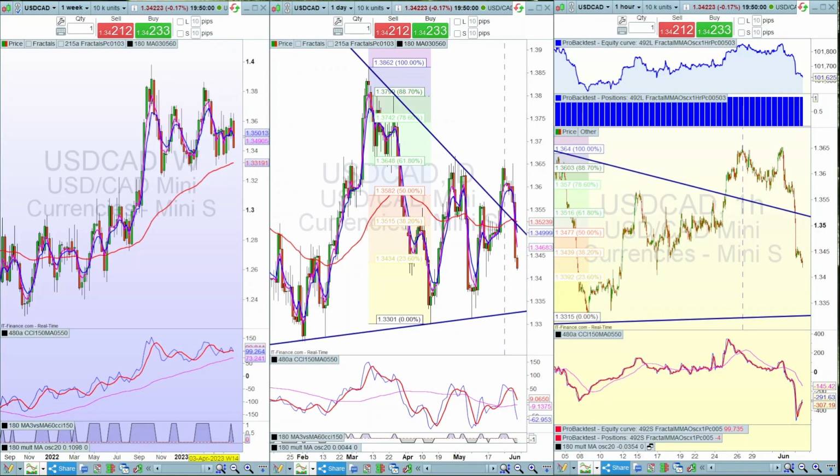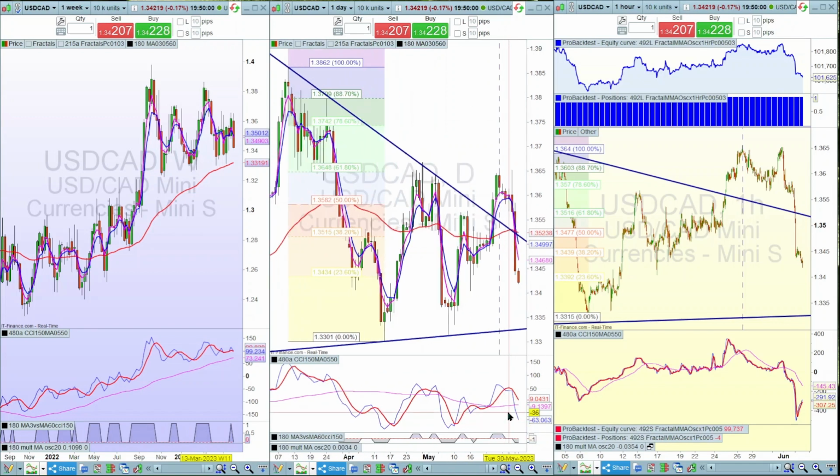Today's June 2nd, 2023. This is our US Canadian dollar currency update. You can see here we're in a bullish signal, but it's broken down into a bearish signal on the weekly, and on the daily it's broken into a bearish signal as we speak, with this major bearish candle in the last 24 hours or so.